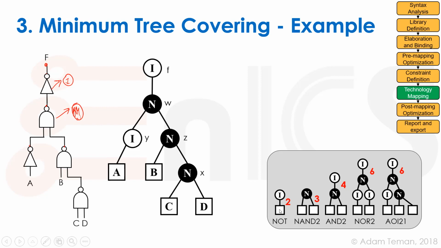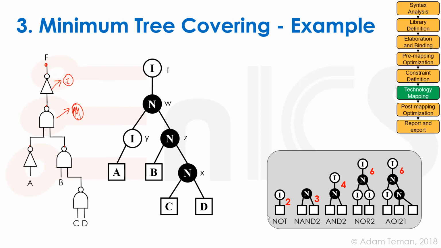Just to point out, this is an inverter. It has an inverter and 1 input. This is a 2-input NAND gate. This is an AND gate because it's a NAND gate that drives an inverter, and the NAND gate has 2 inputs, and so forth. So these are just the NAND-NOT representations of our standard cells.